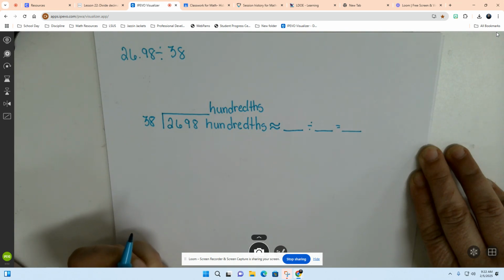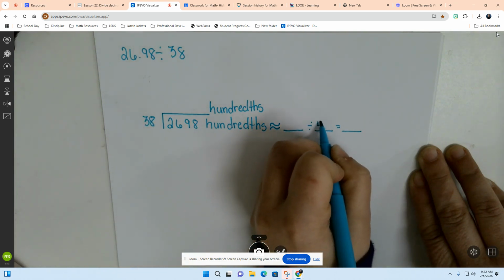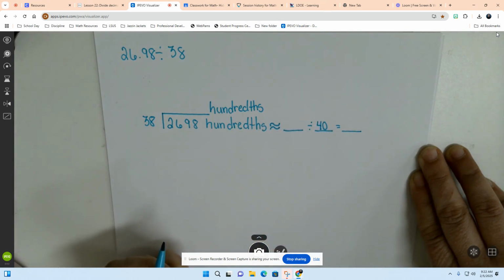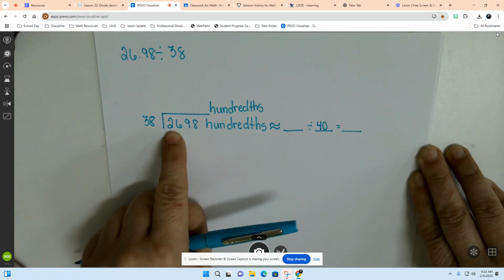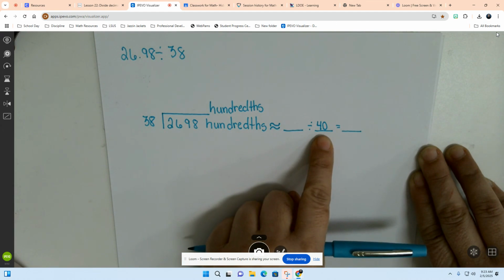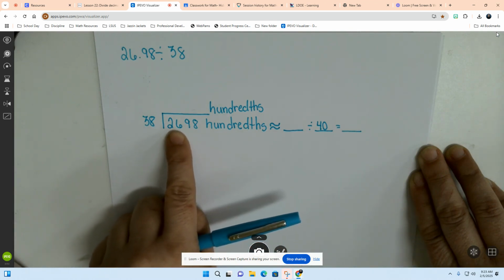Now, I know it kind of goes against what you want to do, but first look at the divisor. What is 38 round to? What is it about? 40. So I'm going to go ahead and put 40 right here in this blank. Now, I want to try to get as close to this number as possible, looking first at the 2 and maybe even the 6. So if I count by 40s, which is similar to counting by 4s, what's close to 2,000 or to 2,600?